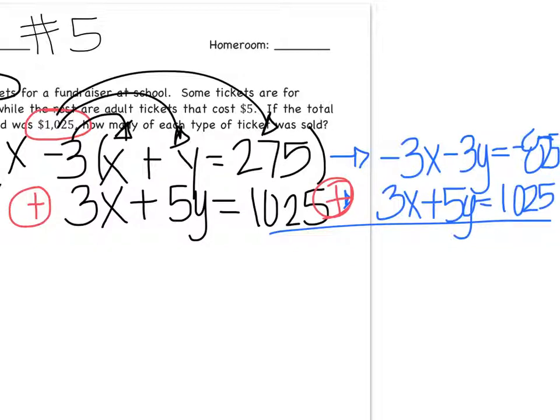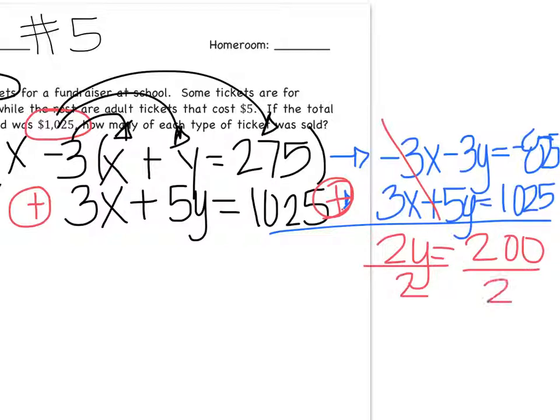-3x and +3x, they cancel out. So I have -3y plus 5y gives me 2y. And I have -825 plus 1,025. And I get 200. Divide each side by 2. And I get y equals 100.